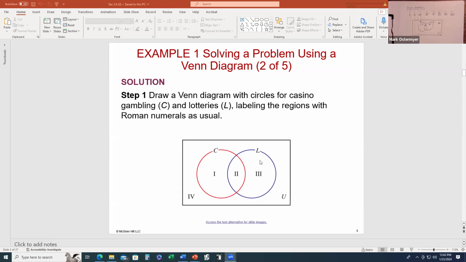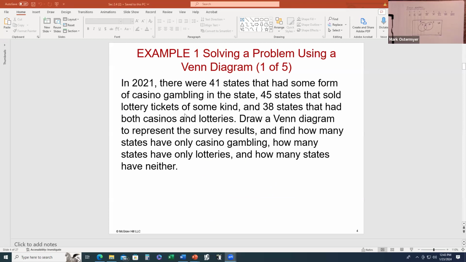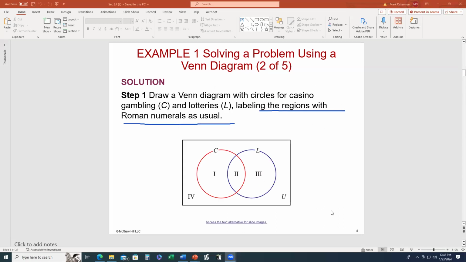All right. Where we begin here is very important. To populate the cardinalities of each of these regions, you always begin at the intersection, always at the intersection, and then you work from there. So I'll tell you what, we're actually going to work through this word problem backwards. You know where we're going to start? We're going to start with the fact that 38 states had what? Both casinos and lotteries. So 38 is going to go into what? The intersection. Make sense? Yes. All right. So that's where we put 38, right here in region number 2.